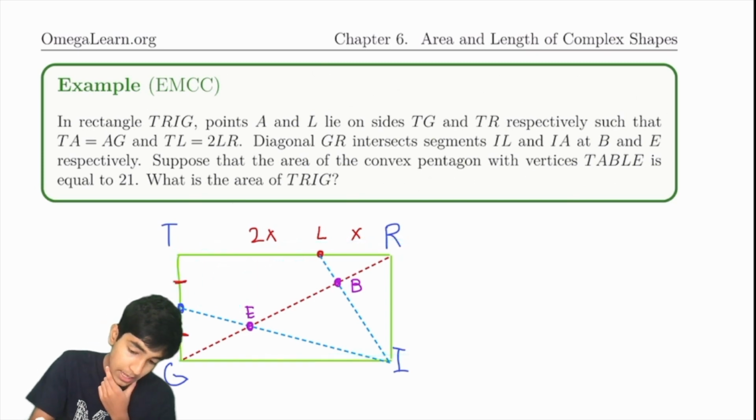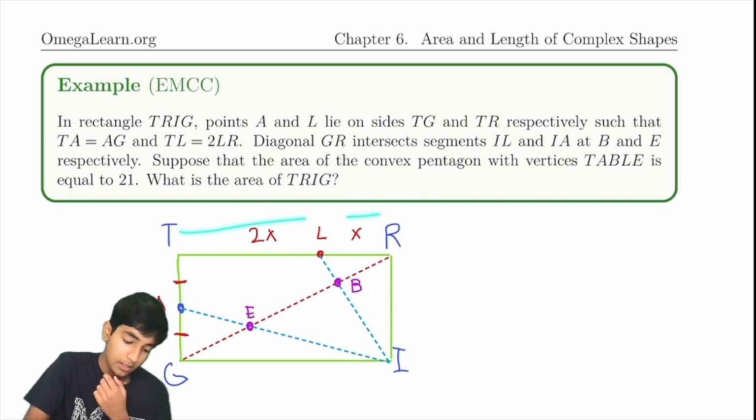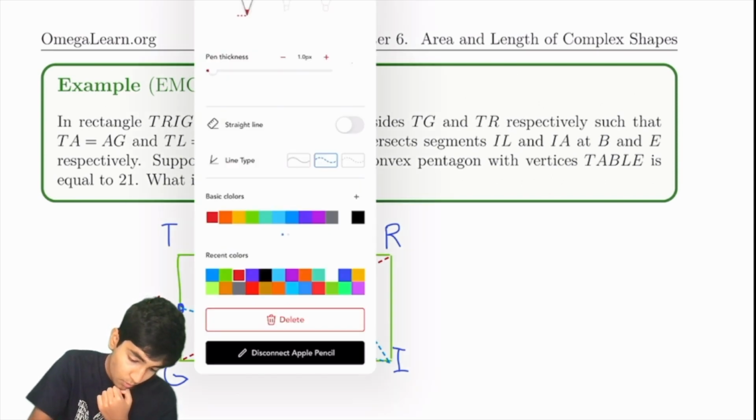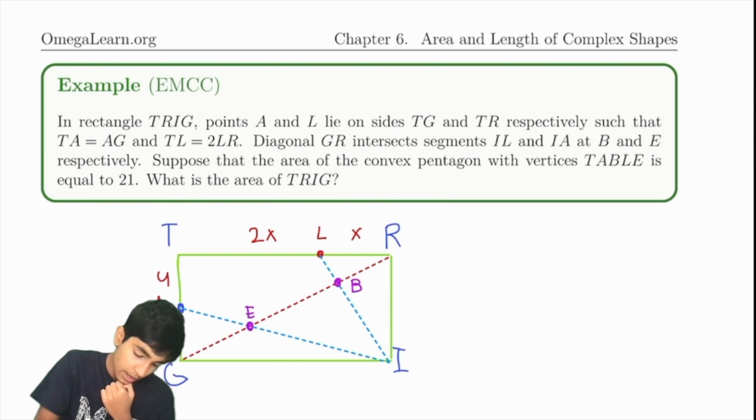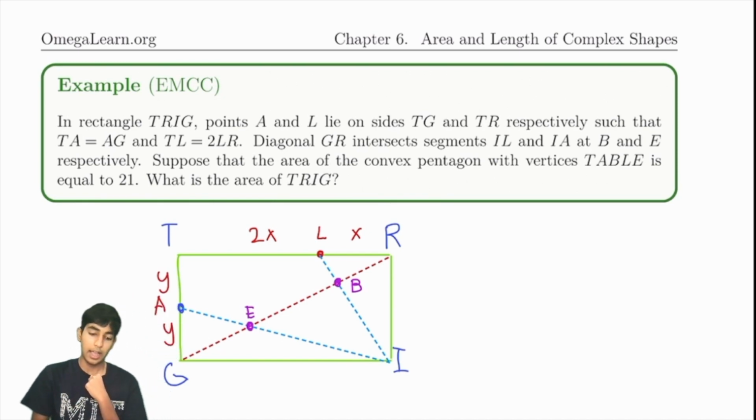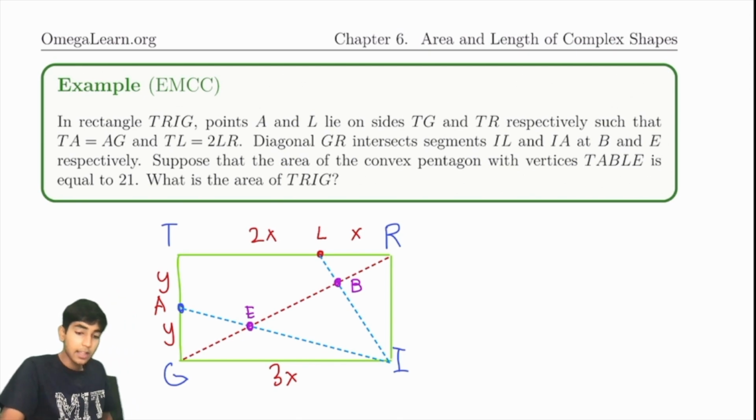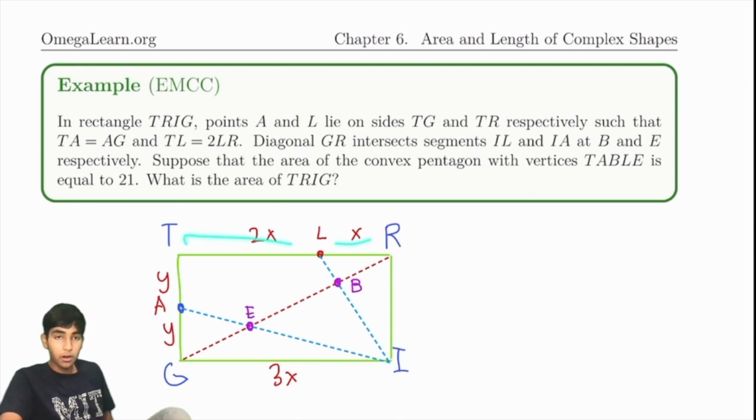So you know how we let this be 2x and x? Let's do something similar here. Let's let it be y and y. That's going to be easier to work with. So y and y. Okay, and this is 3x, of course. 2x plus x, right? 2x plus this part.